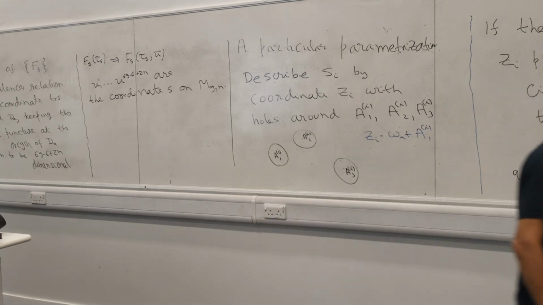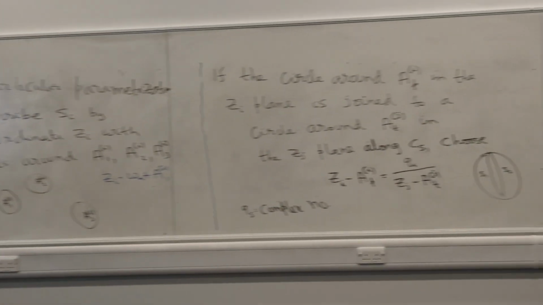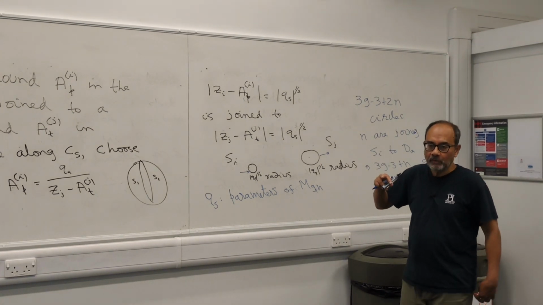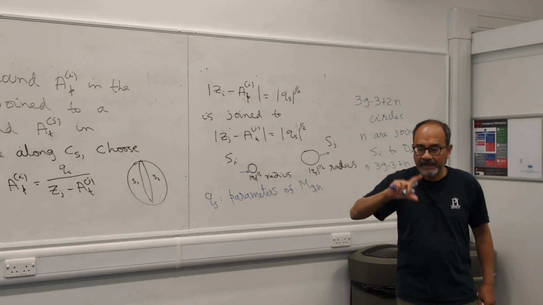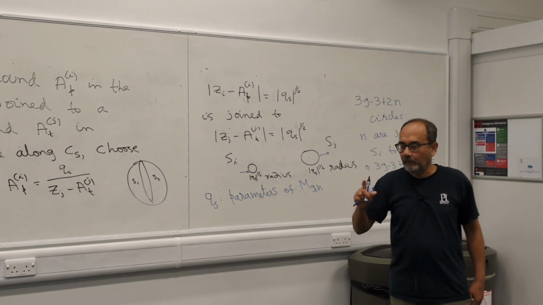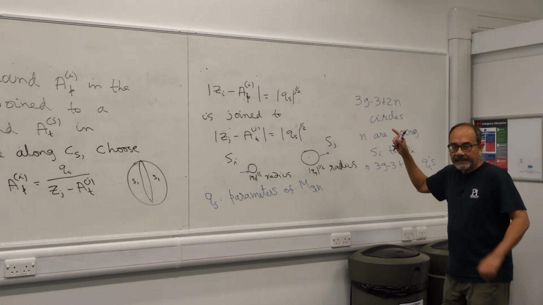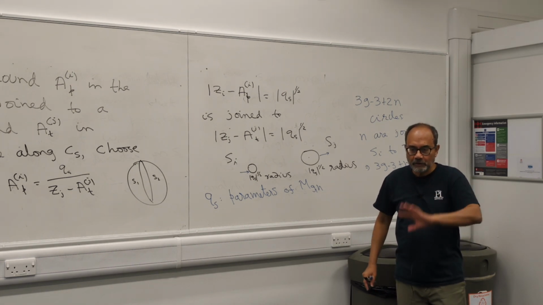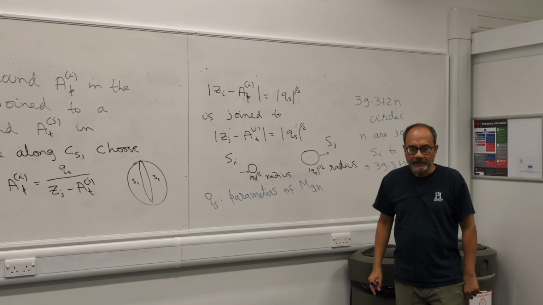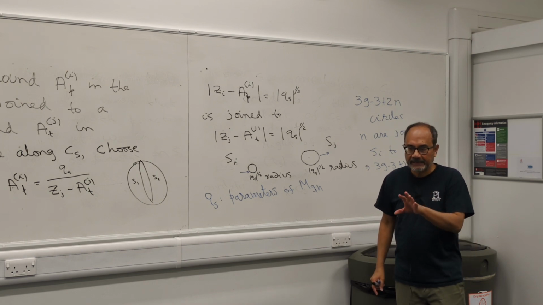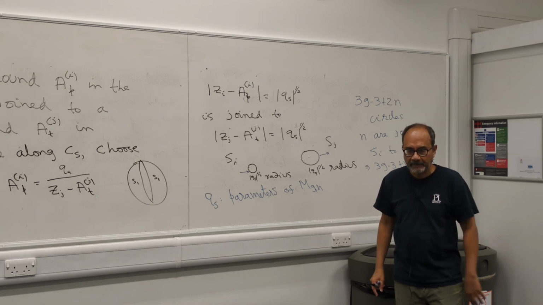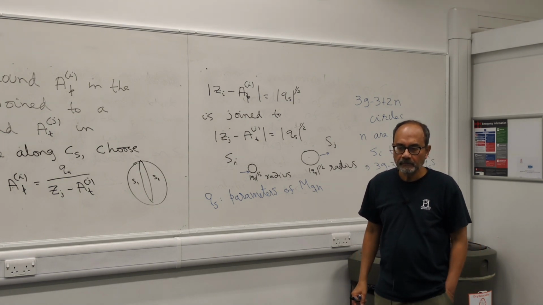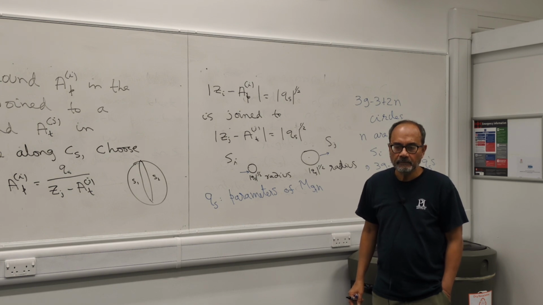So the number of circles was 3g minus 3 plus 2n, and now we are introducing one q for every sphere to sphere transition function. Of these 3g minus 3 plus 2n circles, n of them are sphere to disk transition functions, so on those you don't have any q's. So we are left with 3g minus 3 plus n circles which are sphere to sphere transition functions, and that's where I am introducing these q's. Clear?